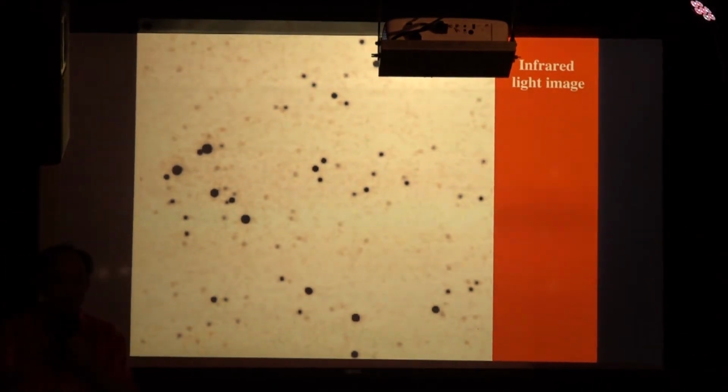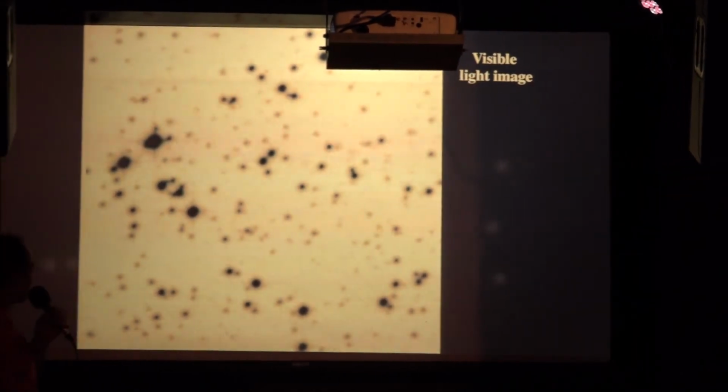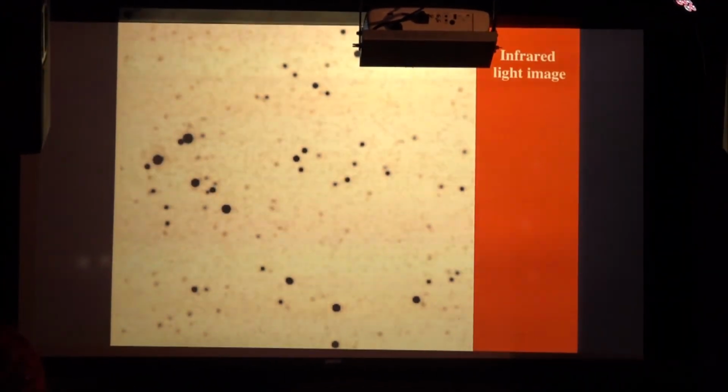Where's the brown dwarf? Okay, I'll do it again. Here's the visible band image. And here's the infrared image.